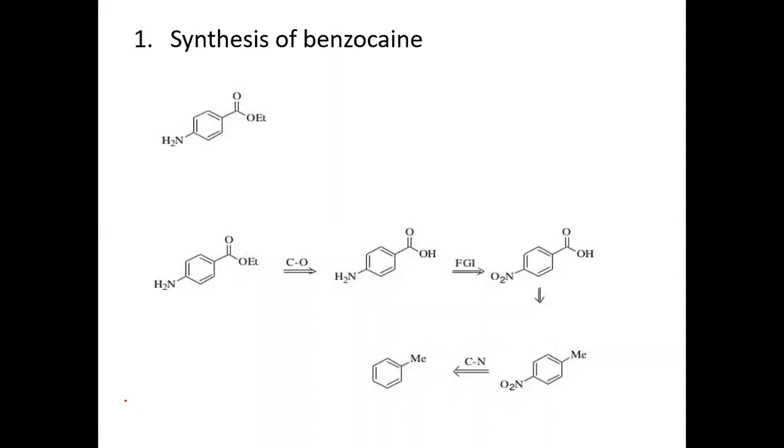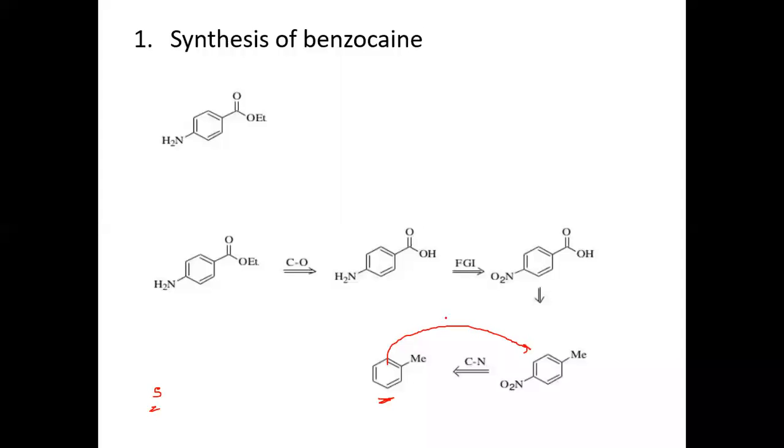We'll see the synthesis. I will explain here only. I will not write this entire thing because writing on the screen is very, very difficult. We'll start from the last. Synthesis, you just write. And we'll start from here. This is our starting material. So from this toluene to paranitrotoluene, we have to get from this one.